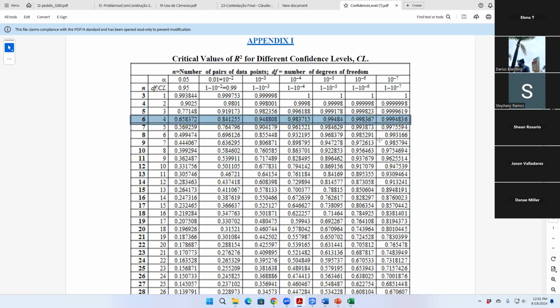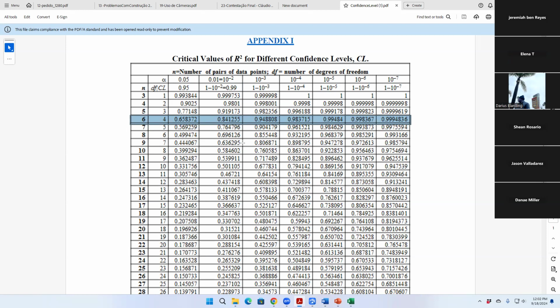Yeah, 9927. Okay, 9927 is between those two numbers here, right? Do you see that? 9927 is less than this one, more than this one. So the CL min is 1 minus 10 to the minus 4. CL max is 1 minus 10 to the minus 5. Okay? Gotcha. Okay, thank you so much.